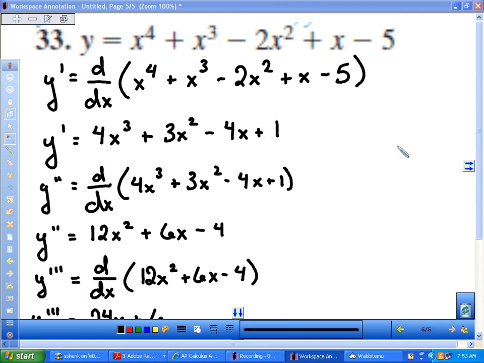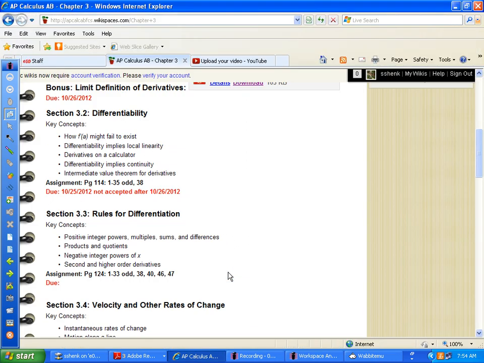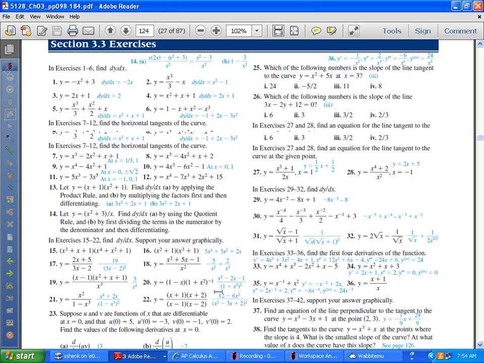Okay. Questions on that example at all with 33? Okay, so that finishes up the section. The homework will be due for tomorrow. And again, it's on page 124. We're going 1 through 33, the odds. So we've looked at 5, 9, 31, and 33. Were those the ones we did? 5, 9, 31, and 33 are taken care of. We got 38, 40, 46, and 47 as well.